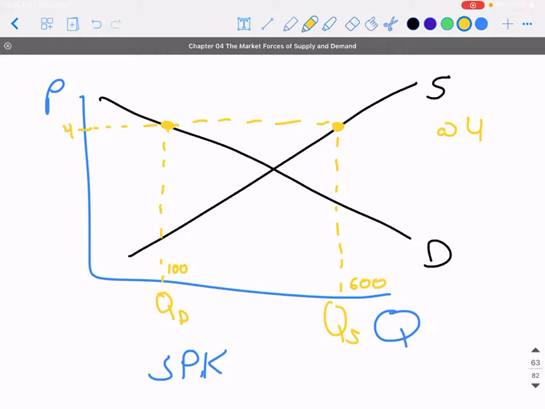So basically what we're saying here is that if I told buyers and sellers independently that the price is $4, that 100 buyers would say, hey, I will buy that. But 600 sellers say, hey, I would sell that. There's a difference, right? And that difference from here to here is 500. In fact, it's 500 too much, which we would call surplus.